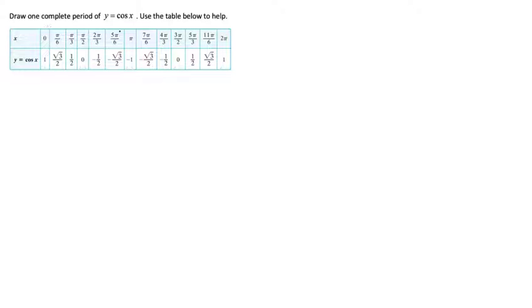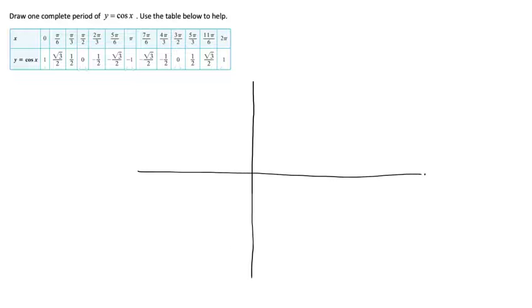Draw one complete period of y equals cosine of x, and we're going to use this table below to help. Remember, these are the values that we get just from the unit circle. But you've got to be very careful with this. When we draw the graph of y equals cosine of x, we're not drawing the unit circle. We're actually plotting the function values. So what do we mean by that?